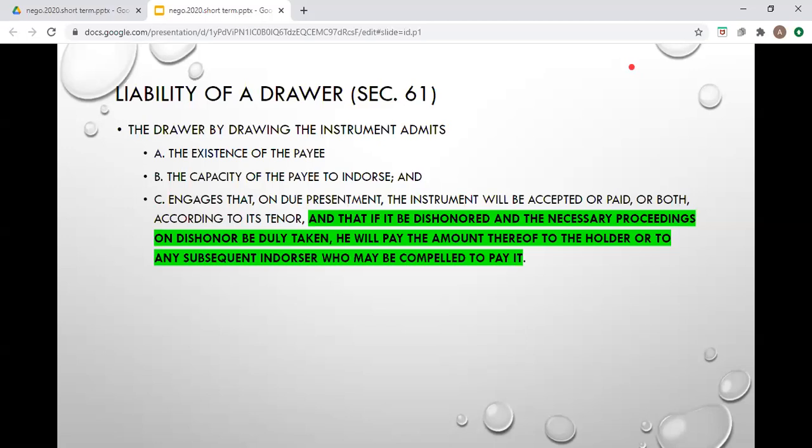That if you're a person secondarily liable, the liability is not actually automatic. It does not mean that when the instrument has been dishonored by non-acceptance or by non-payment, the liability of the drawer will now attach. No, that is not the case.